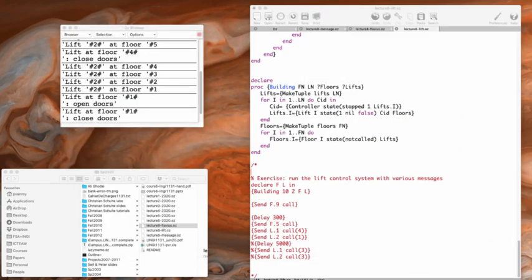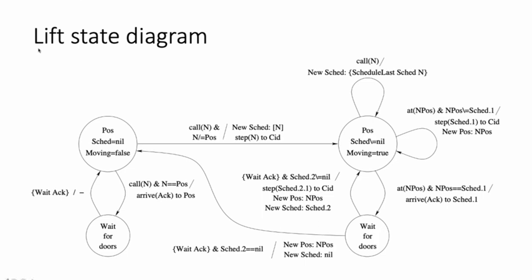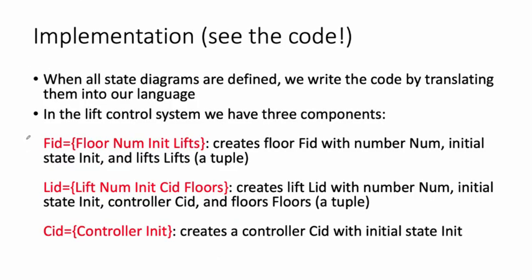So here, I'll put the code on the Moodle so you can actually run the beast yourself and see how it works. So basically the implementation is done when you have defined all the state diagram. So we have three components. Create floor FID with number num, create lift LID with number num, and create a controller CID with initial state init. The controller doesn't have to have a number because each lift has its own controller, which is local to it.